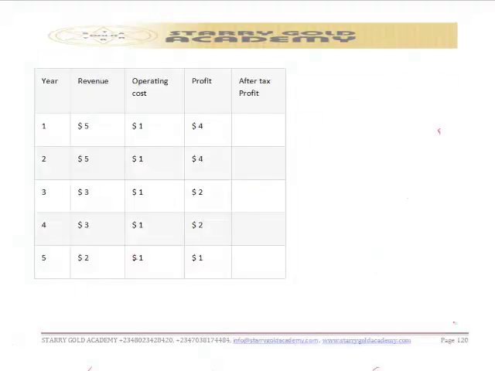Now, honorable students, let's use this past example to illustrate the effect of tax on capital budgeting. If you assume that the tax is 30%, as we have illustrated, and want to find out what the after tax profit is here, it will be what? We have 1 minus 0.3 for year 1 times 4. So after tax profit will be 0.7 times 4, which is 2.8.